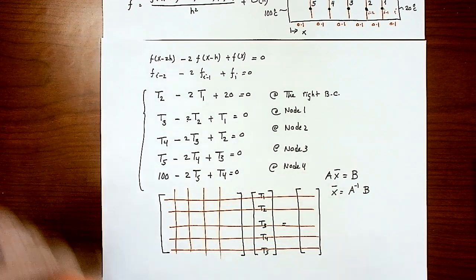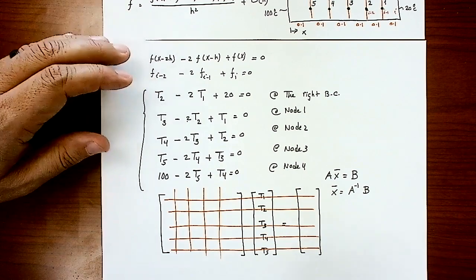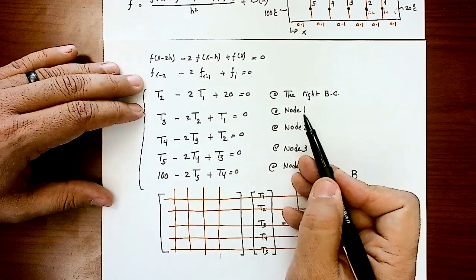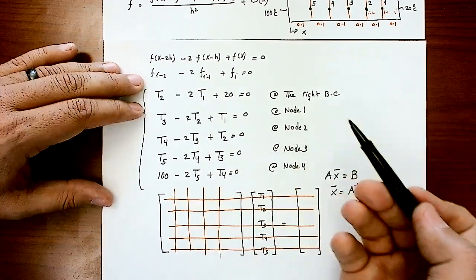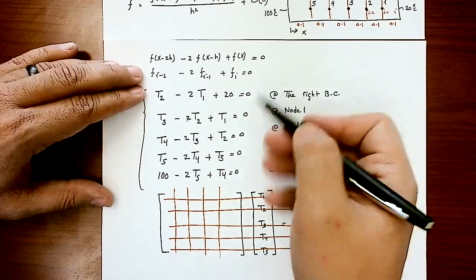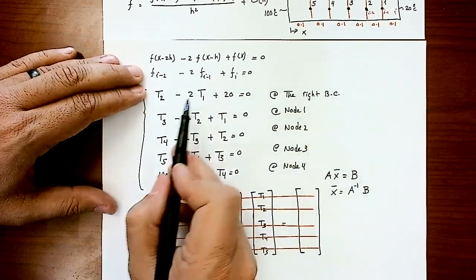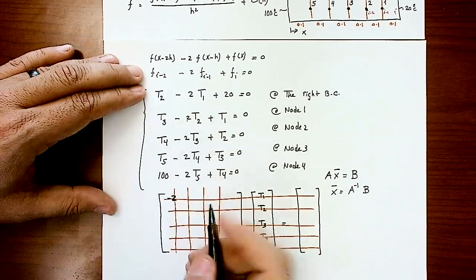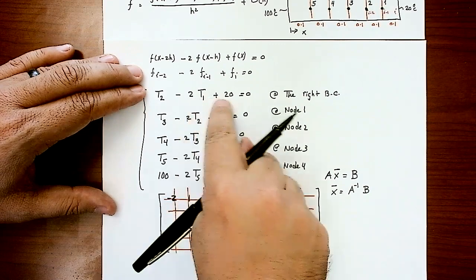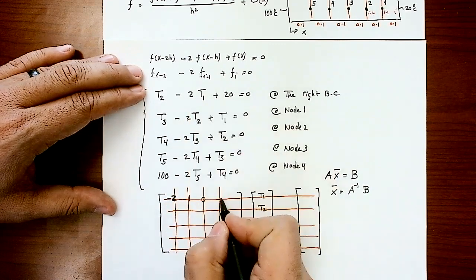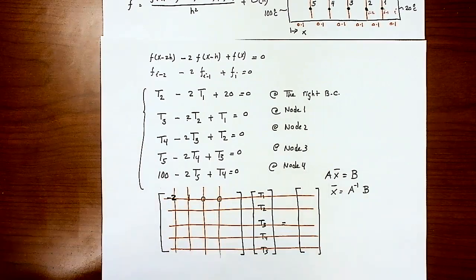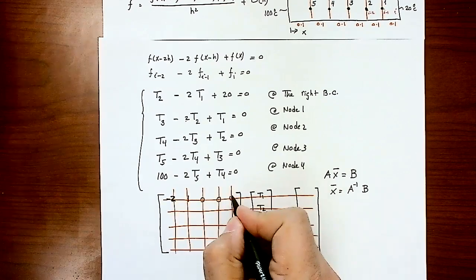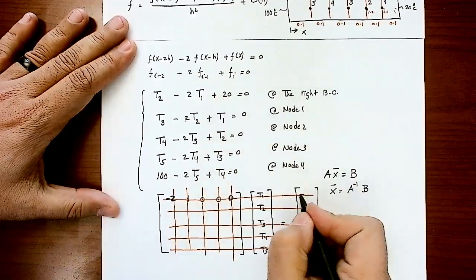So now, let's take the first equation. It doesn't matter which one you take, but let's go in order and take node number 1. T1 has a coefficient of -2. Then T2 has a coefficient of 1. There is no T3, so the coefficient is 0. There is no T4, the coefficient is 0. And there is no T5, so the coefficient is 0. Then the free term will be minus 20.